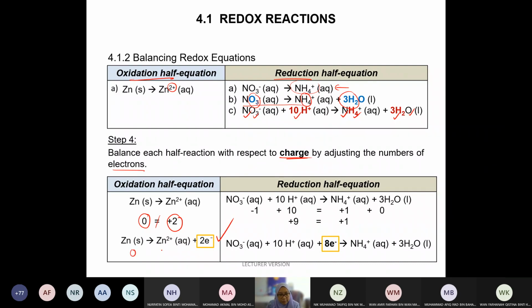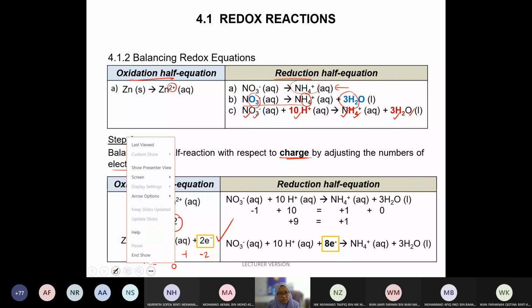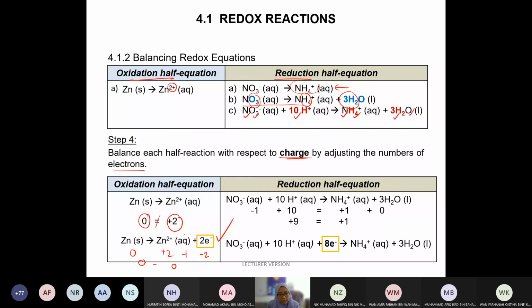This is 0. This is positive 2. This is negative 2 kan. Bila you totalkan these two, you akan dapat 0. 0 is equal to 0. So dia dah balance lah. Okay. It is now balanced. Okay. Now go for reduction. Sama juga reduction. Okay. Alright.